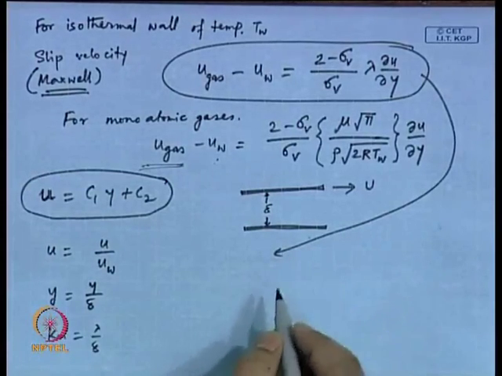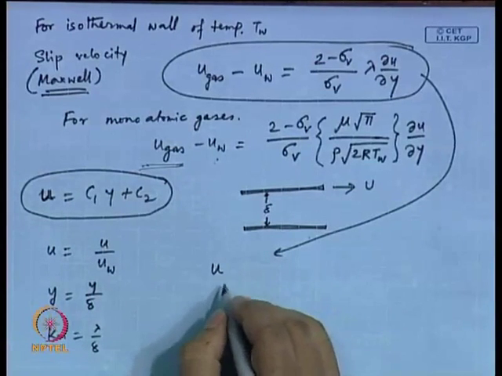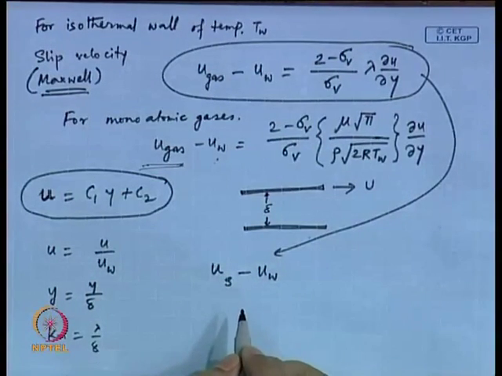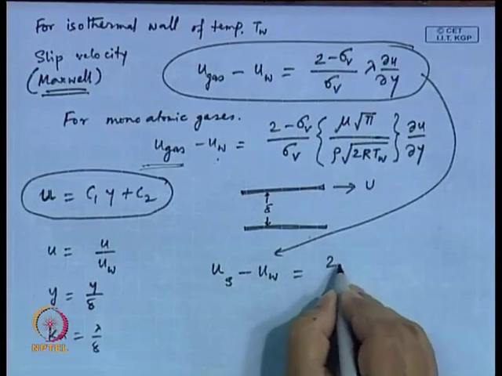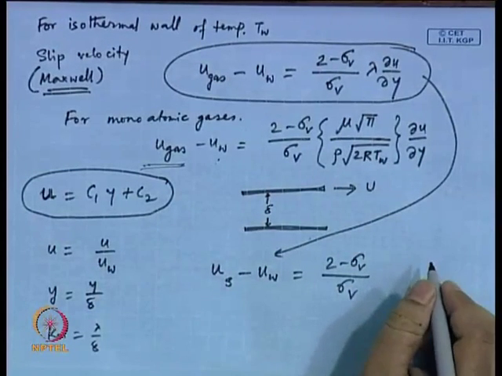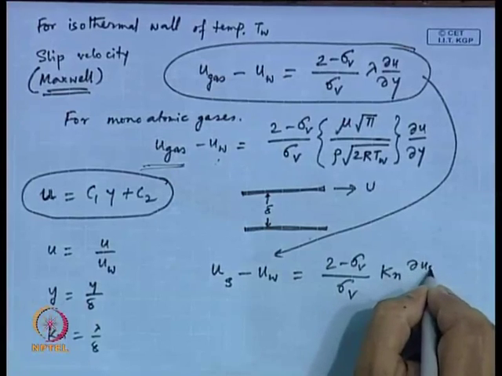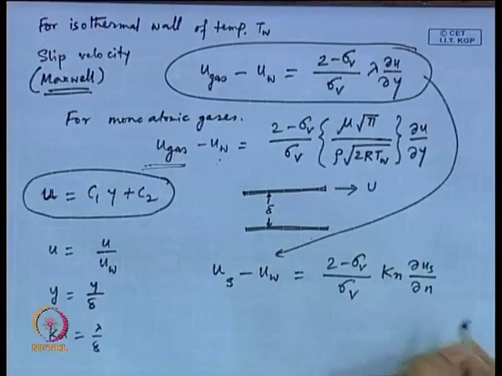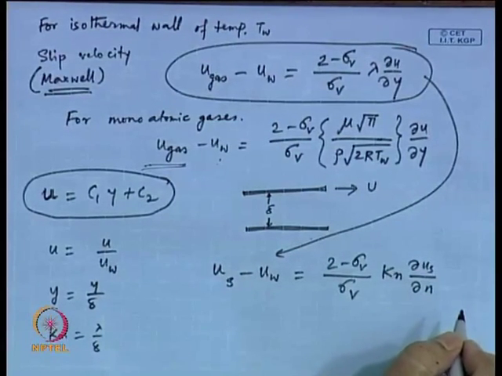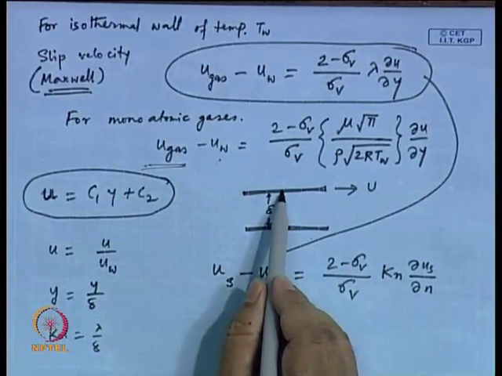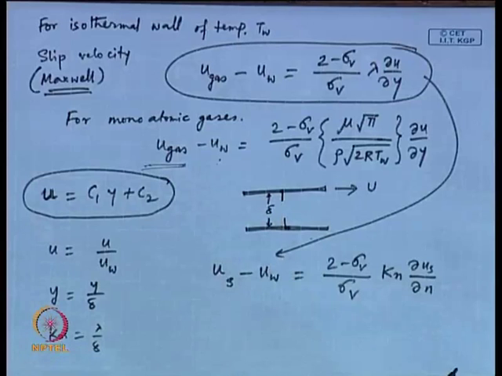Now what we said is that u at the surface, us, minus uw, which is the velocity of the wall, is equal to (2 minus sigma v) by sigma v into, let me write this as Knudsen number, del us by del n. What is n? n is basically normal to this plate. So n is equal to y here for this problem, and n is equal to minus y for this part of the wall. n is the normal.